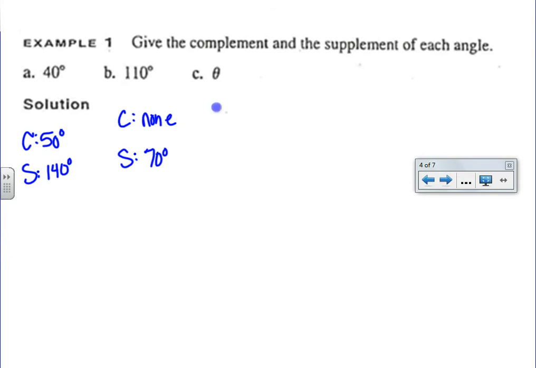And then in part C, we are going to generalize for any angle theta. In trig, we like to use theta for angle measurements as opposed to some other variable, so get used to that. The complement would be 90 minus whatever the initial angle was, and our supplement would be found by taking 180 and subtracting the initial angle.